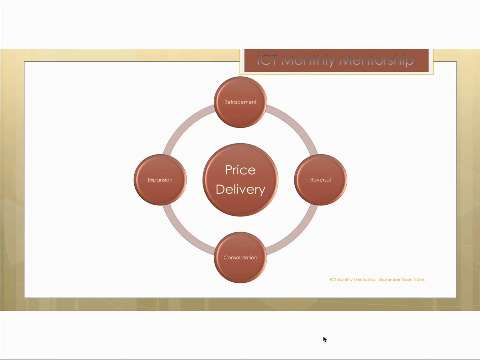Real meaty content here. This is going to be difficult for very basic traders to understand, and it's not that important, but if you're looking to get to the highest level of trading, this is going to be extremely important, and it will highly impact your trades. Now, price delivery, or in other words, just how price moves, how price is delivered, revolves around four basic concepts, and that's retracement, reversal, consolidation, and expansion.